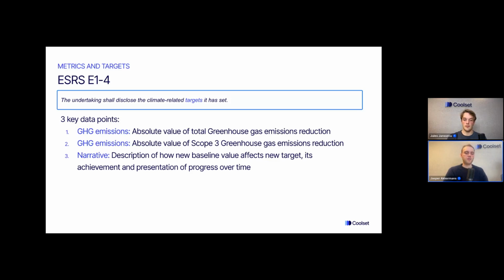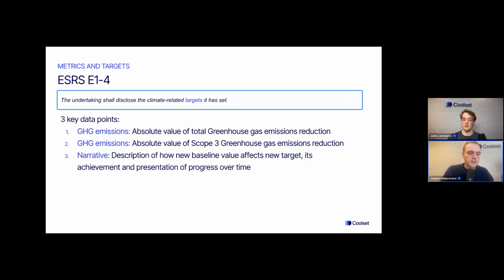So the first one is the absolute value of total greenhouse gas emission reduction. And then the second one is the absolute value of scope 3 greenhouse gas emission reduction. So these are the targets that you should set for probably 2030 and 2050. Once again, if you want to know more about setting these targets, look at the SBTi framework.